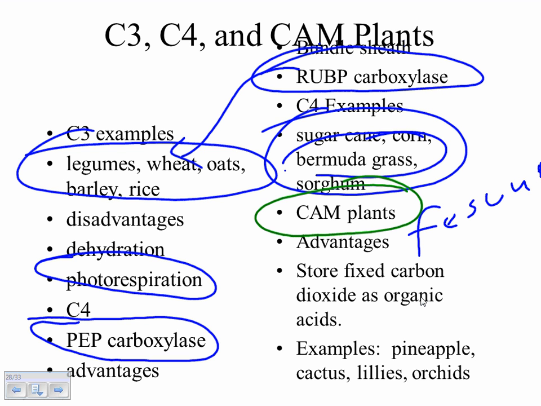These guys are the best at living in hot, dry places. They've got two adaptations. They've got the better enzyme, PEP carboxylase, for working when the stomates are closed. And they only fix the carbon when? At night, which means they don't have to worry about losing water. These are things like cactus. Also lilies and orchids and pineapples.